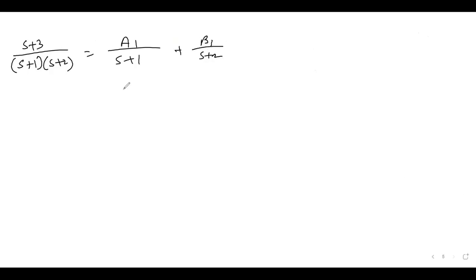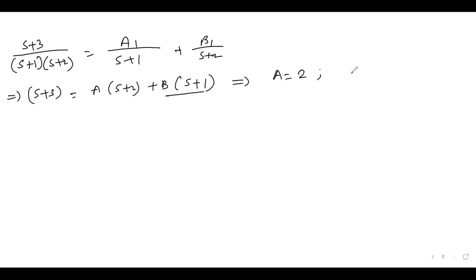আমাদের আছে, আমরা কি ধরেছি? s plus 3 by (s plus 1)(s plus 2). We assume it is a1 by s plus 1 plus b1 by s plus 2. That means s plus 3 is equal to a into s plus 2 plus b into s plus 1. Okay, now to find a, put s equal to -1. What will be the value of a? a1 is 2, and b1 is -1.